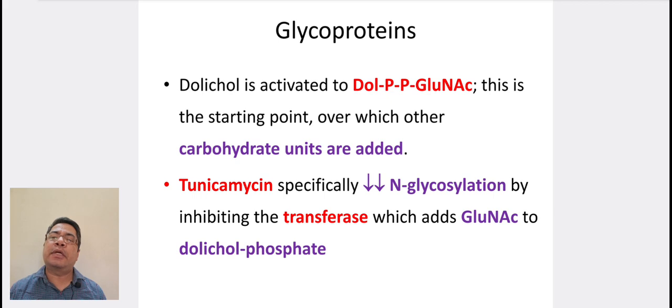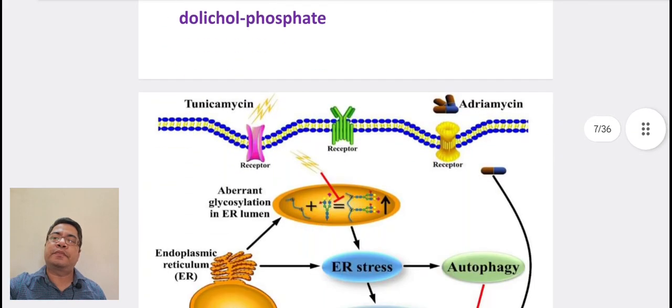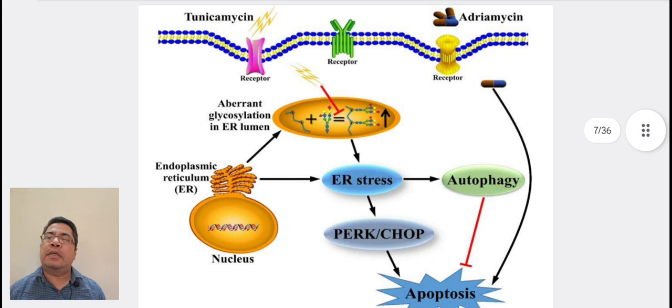Tunicamycin specifically reduces N-glycosylation by inhibiting the transferase, which adds N-acetyl glucosamine to dolichol phosphate. Here in this diagram we can see that tunicamycin specifically inhibits N-glycosylation in the endoplasmic reticulum.